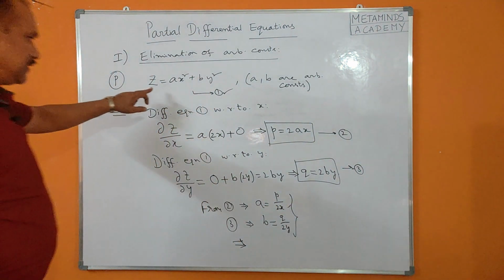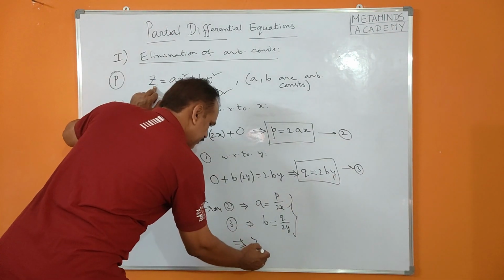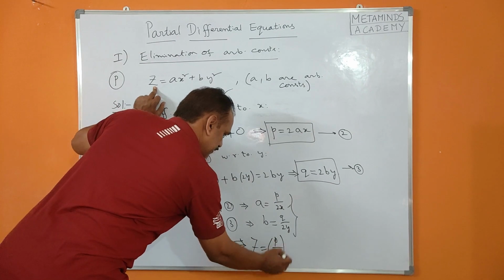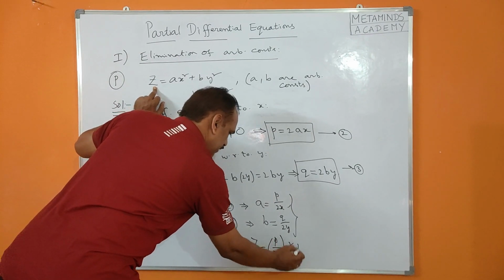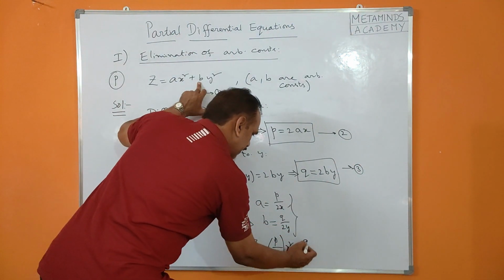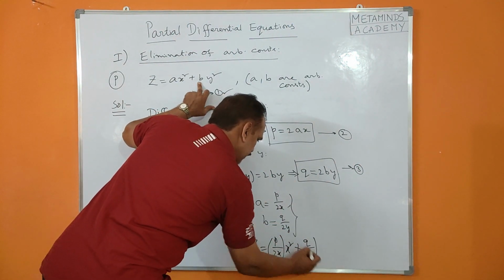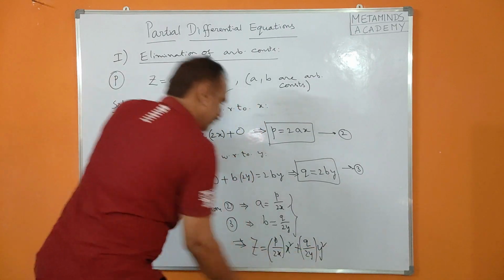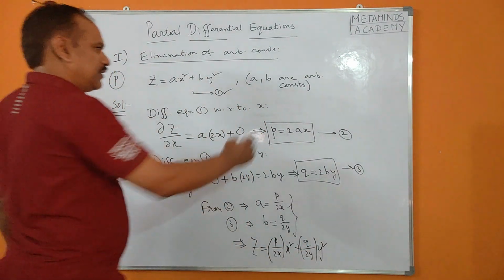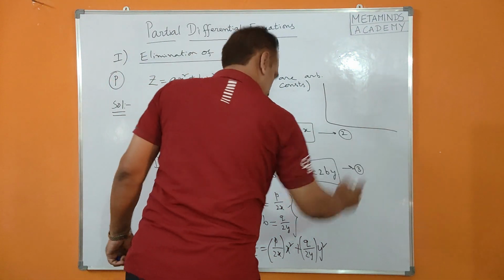You will get z equal to p by 2x into x square plus b. What is b? q by 2y into y square. Now you simplify this and you will get your answer.